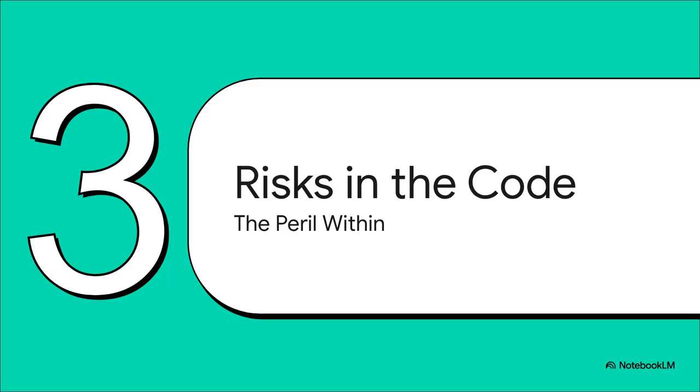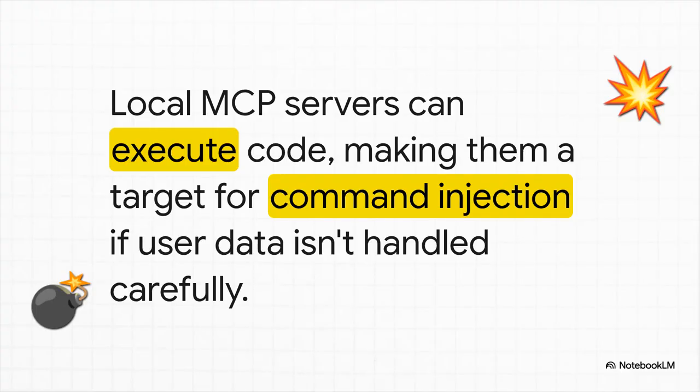So, that's the happy path, right? When everything works perfectly. But where can it all go wrong? Well, let's start with our first danger zone, vulnerabilities that might be hiding right there in the code you write. Yeah, this is every developer's worst nightmare. Because those local MCP servers can execute any code, they are a massive target for something called command injection. What that means is, if you're not super careful about how you handle data that a user gives you, an attacker could sneak in their own commands and trick your server into running them.